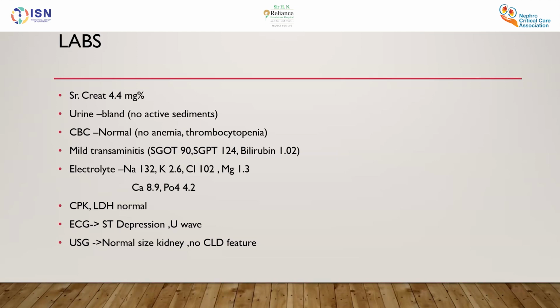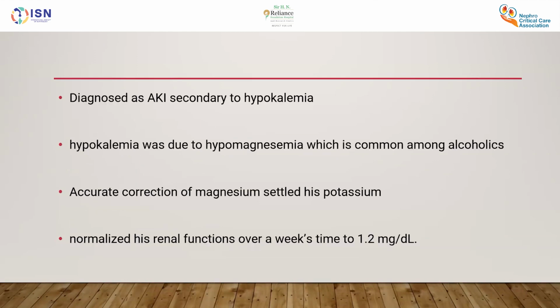So ABG was essentially normal. Here, the diagnosis of AKI was secondary to hypokalemia. This hypokalemia was secondary to hypomagnesemia because the patient being alcoholic, intake was poor. Though the patient was not malnourished, intake was poor. So there was hypomagnesemia and hypokalemia, and that has led to AKI. There was correction of this magnesium and potassium, and over 2 to 3 weeks, even the renal function came down to 1.2 mg per dl.